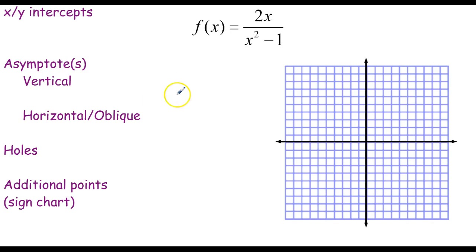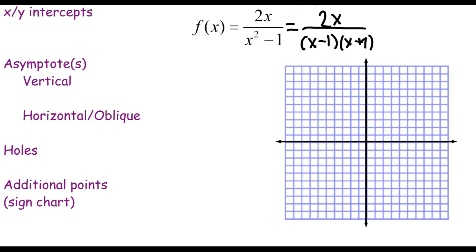If I look at my function, the first thing I need to do is factor it. I look at the denominator and I need to factor that. That's going to look like (x minus 1)(x plus 1). But now my numerator, there's nothing to factor. That's just going to stay where it is.